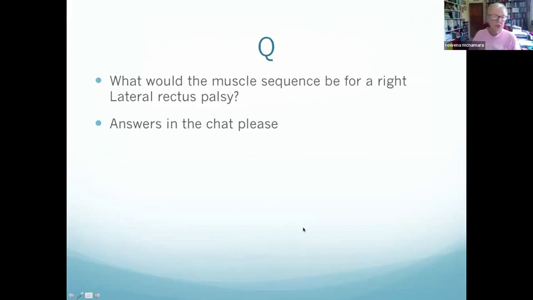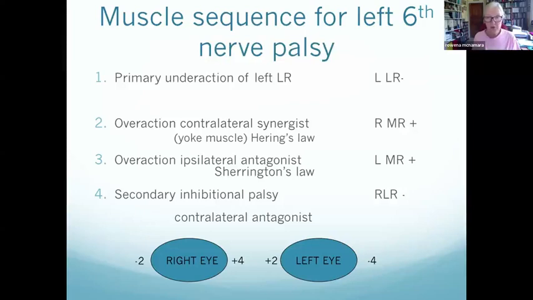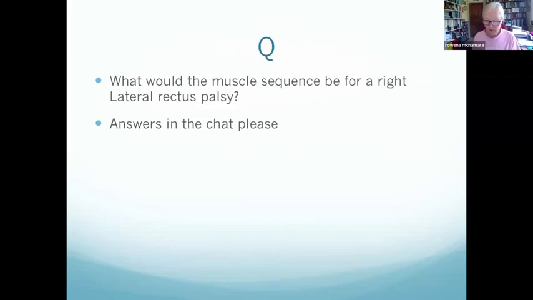So what I want to do in the chat, I don't know how many of us are with us at the moment, but I want you in the chat today to write down the muscle sequence for the 4 muscles that would be involved in the right lateral rectus palsy. So if you have a right lateral rectus palsy, what will be the 4 stages? What are going to be stage 1, 2, 3, and 4? Okay, so that's your quiz for today.